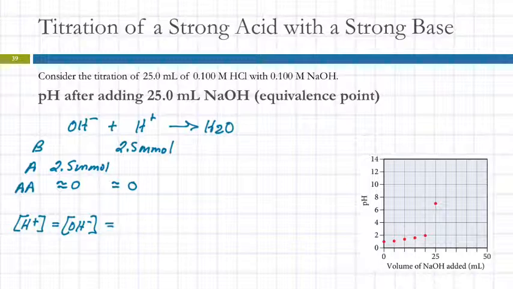So these are equal to each, 10 to the minus 7, and so the pH here is 7. Right? Because we had acid, the pH was low. At the equivalence point, we've added just enough sodium hydroxide to neutralize the acid. And so essentially what we have here is a solution of sodium chloride. It's not acidic or basic. So the pH is 7. That's going to be true for any strong acid, strong base titration.